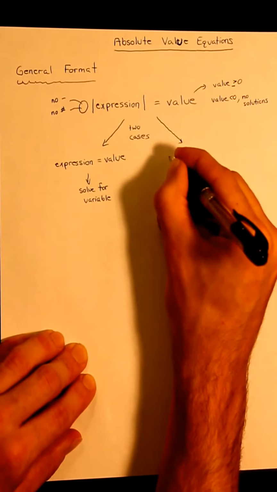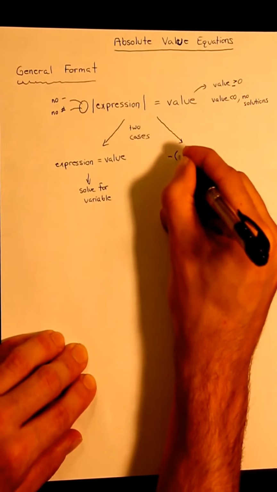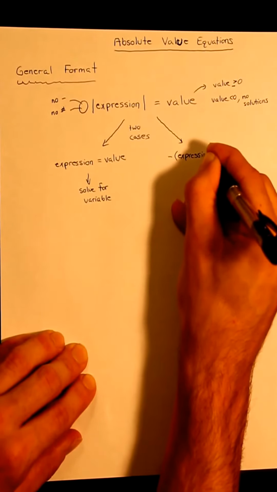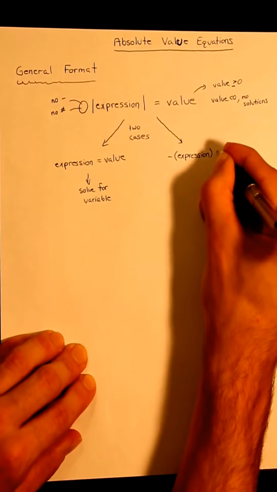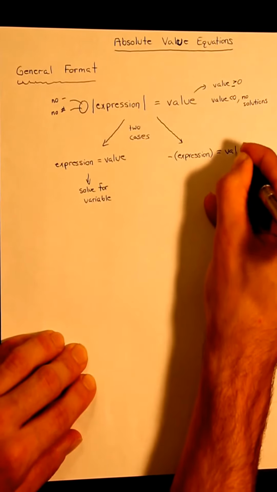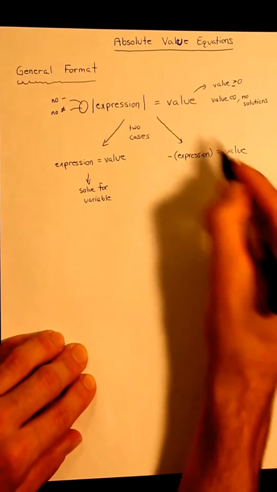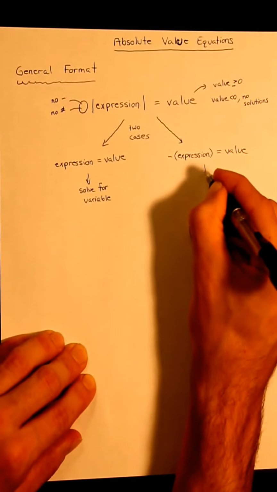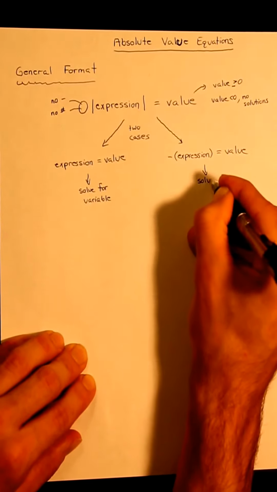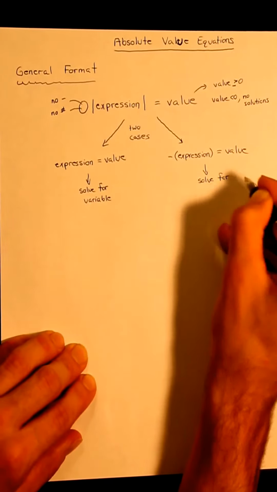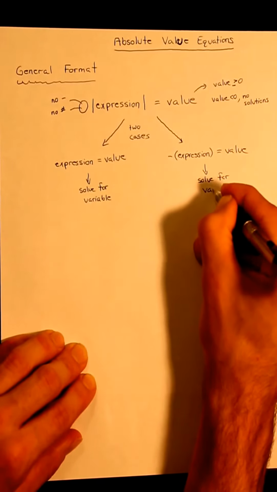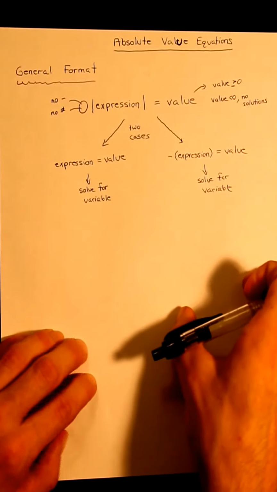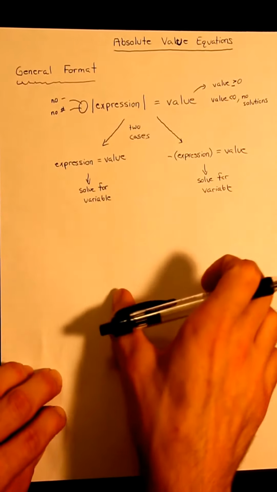And then the other case is negative of the expression is equal to the value. This expression, put a negative in front, equal to the value, and then you solve for the variable. So this is the process that we're going to follow when we're doing examples.